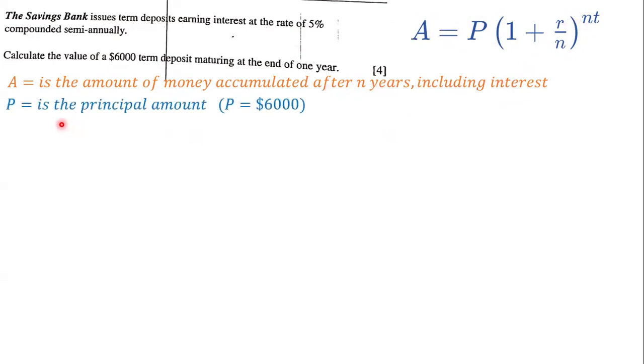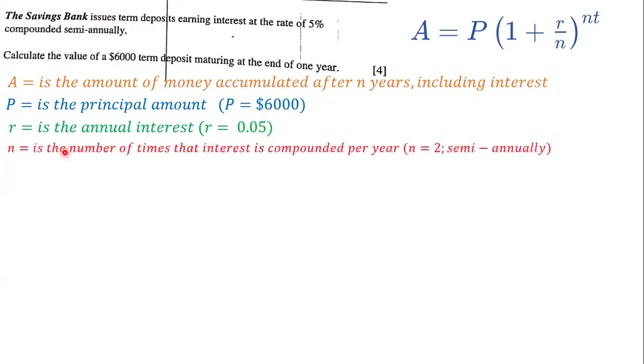Then we have P. P is the principal amount, and that's going to be 6,000. So P is equal to 6,000. And then we have R. R is the annual interest, which is 5%. 5% written as a decimal is 0.05. So R is equal to 5% or 0.05.